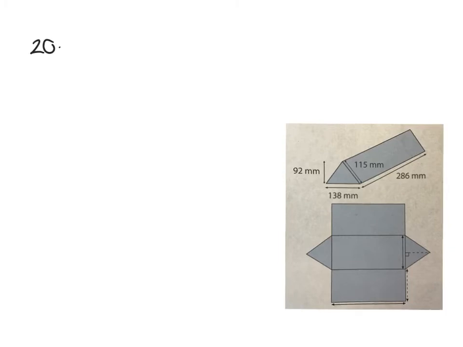Number 20. We want the surface area. So the first thing, tell yourself, it's surface area. Did we learn a formula for the surface area of a triangular prism? Not really, but we did learn that surface area means that we just add all the areas of all the sides. So it means working out the area of the net.